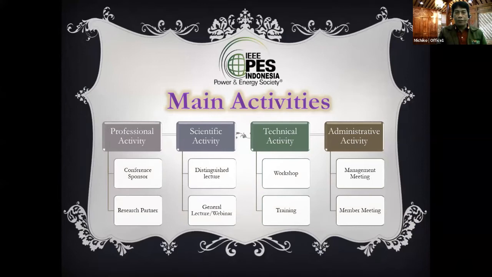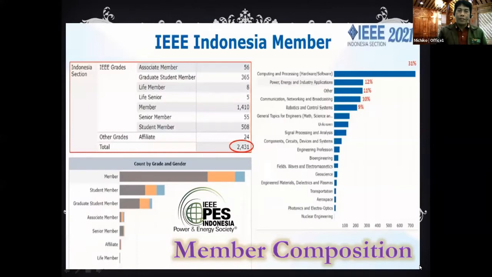Now we have four kinds of activity: professional activity, scientific activity, technical activity, and administrative activity. This covers conference sponsorship, research partners, distinguished lectures, like now, maybe a general lecture or webinar, and also workshops and training. Other activities include meetings for the members and management of the organization. This is the support for PES among the IEEE Indonesia section members. We are in second place after the Computer Society, so in Indonesia we support 20% of the members of the IEEE Indonesia section.